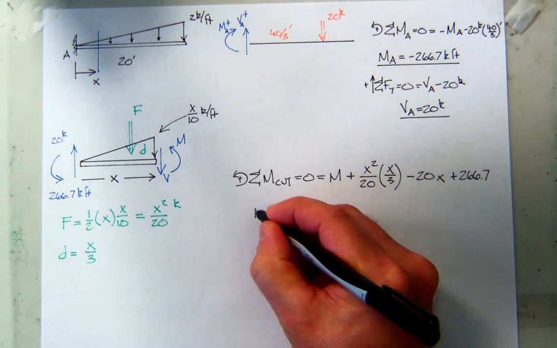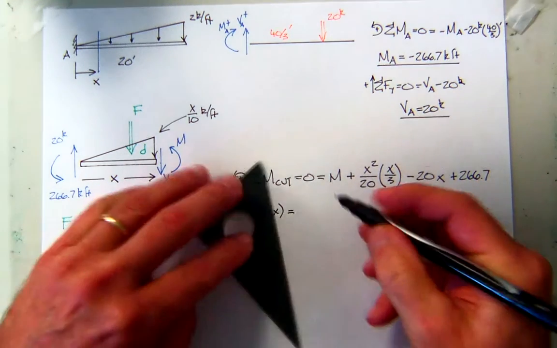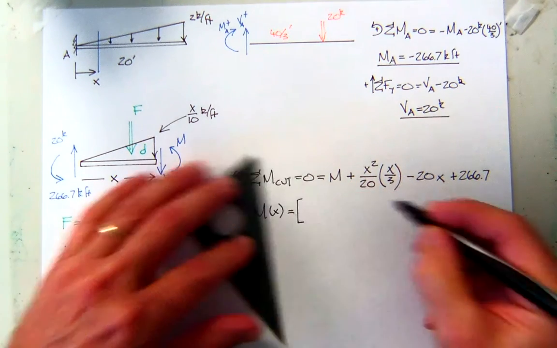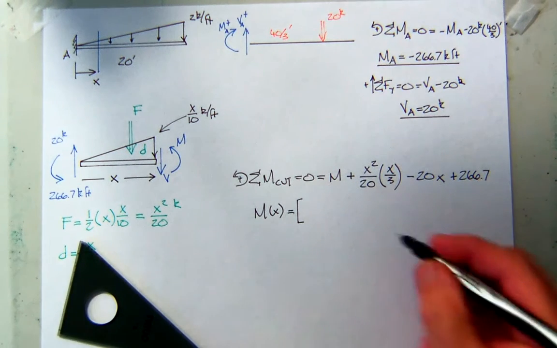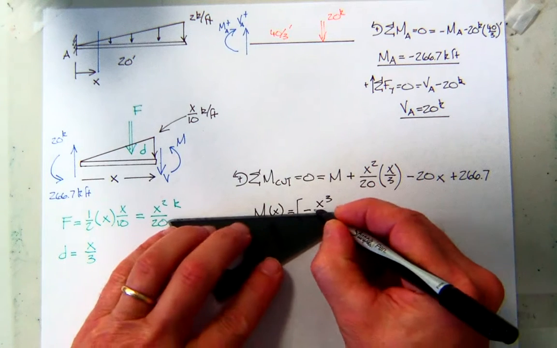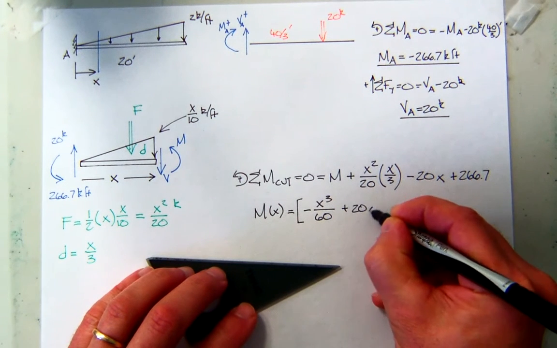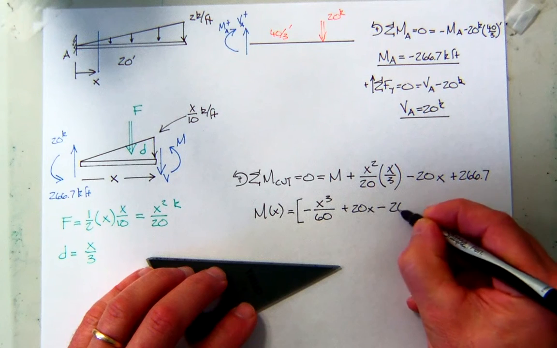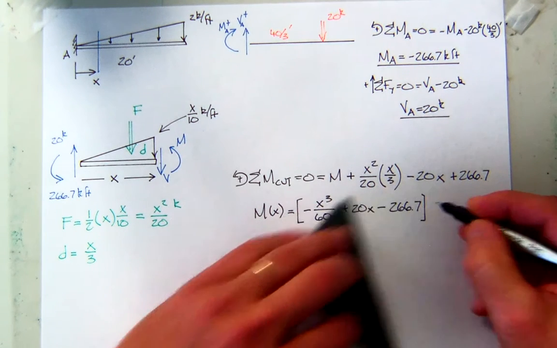So solve for the moment. It's going to be a function of x. And what's it going to be? Well, I like to put a bracket here so all the terms will have the same unit. So to solve for the moment, all those go to the other side of the equation, and you'll have minus x cubed over 60 plus 20x minus 266.7, and that result will have units of kip feet.